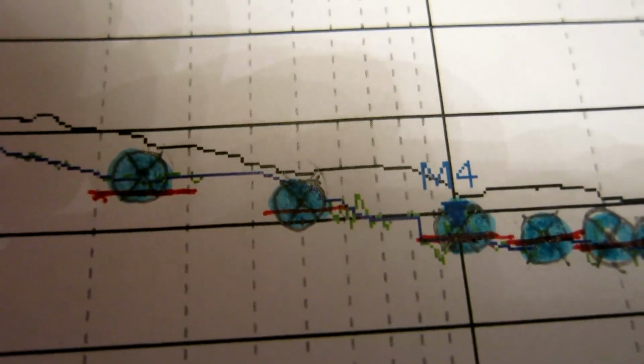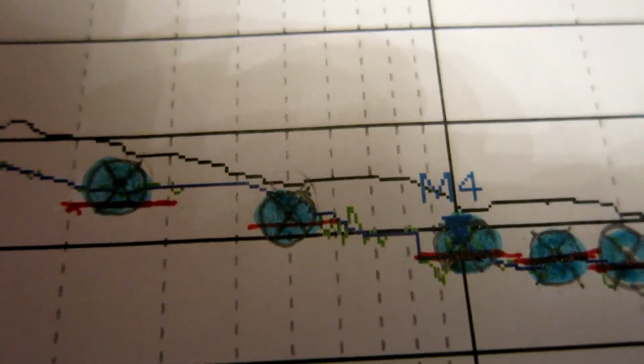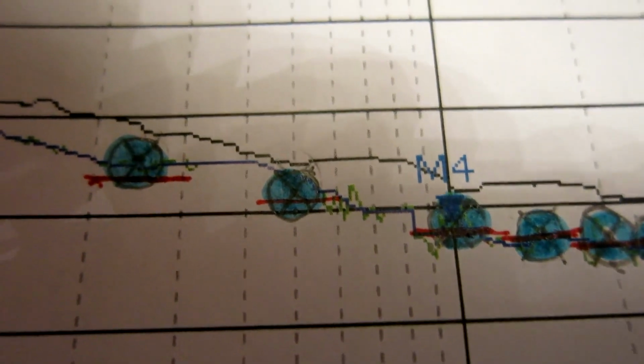And the reason might well be that the power supply was not properly filtered when this measurement was made.